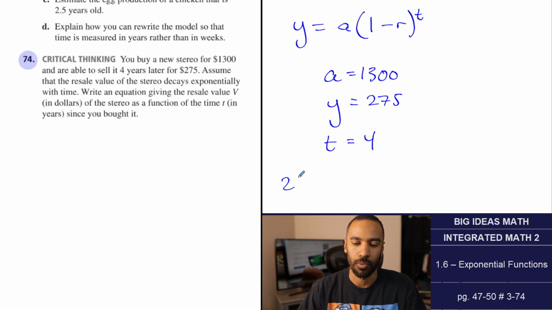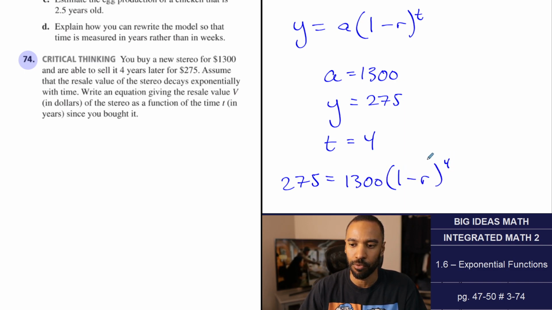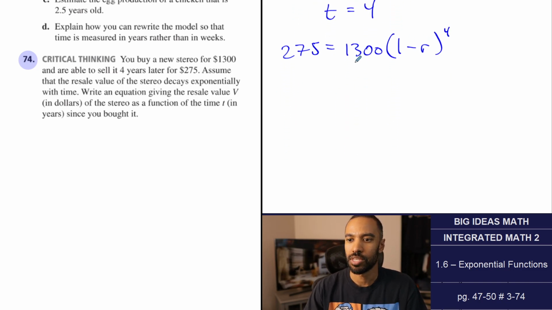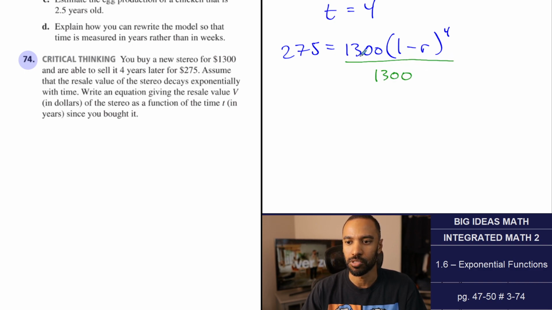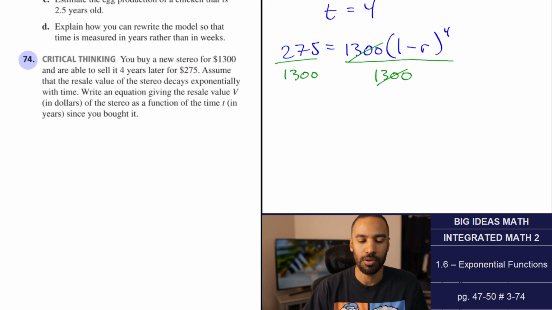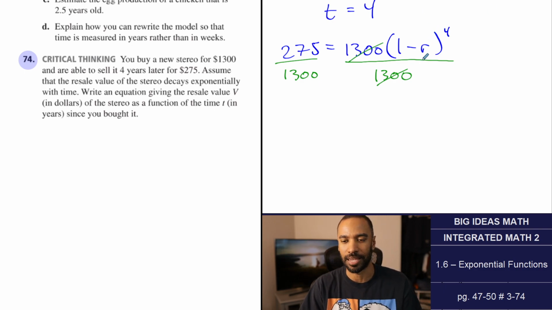So now we have an equation: 275 equals 1,300 times (1 minus r) to the 4th power. What we have to do is solve for r in this equation. So it takes a few steps here. We can divide by 1,300 because it multiplies. I don't think it'll compute perfectly, so what I probably will do is leave it like this. 275 over 1,300. No, it doesn't. So I'm going to leave it like that.